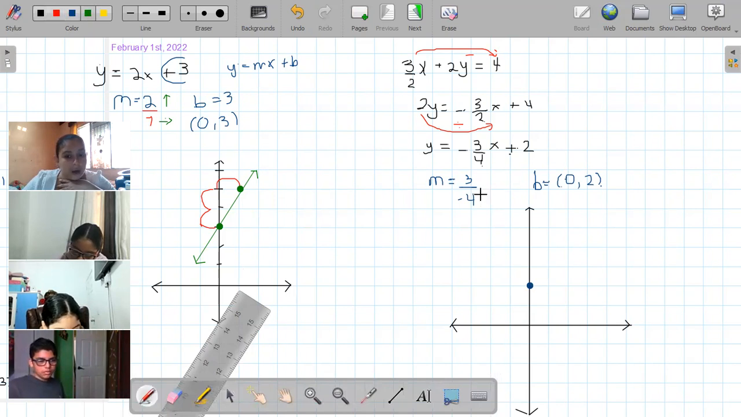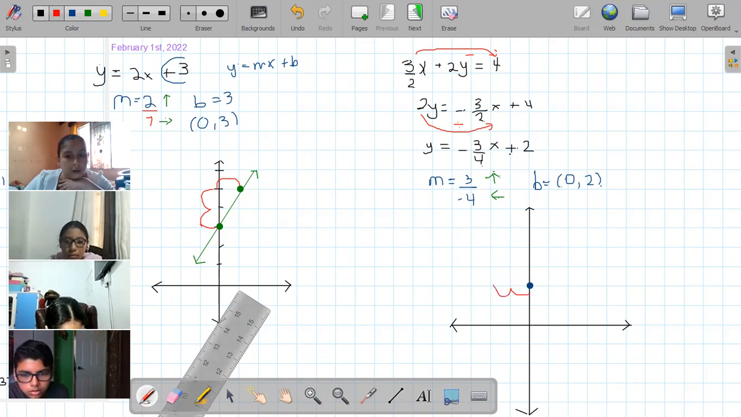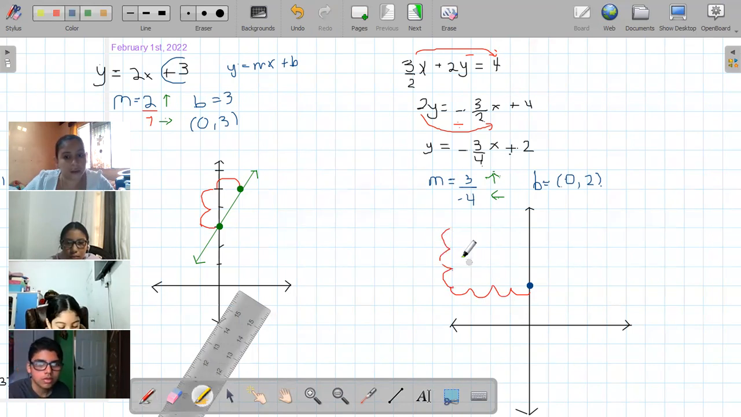And as you can see, for you to see, I will start using the run first, okay? In this case, my run is negative. So since it's negative, it goes to the left. And my rise is positive, so it goes up. Okay, so I'm going to the left 4 units from this point. So I count 1, 2, 3, 4. And I go up 3 units. 1, 2, 3. Right in there is where I need to place my second point.